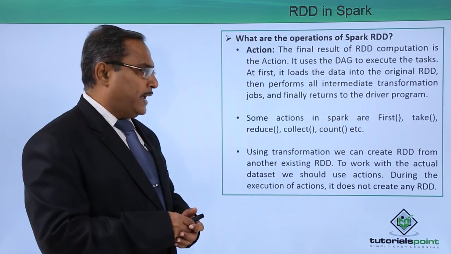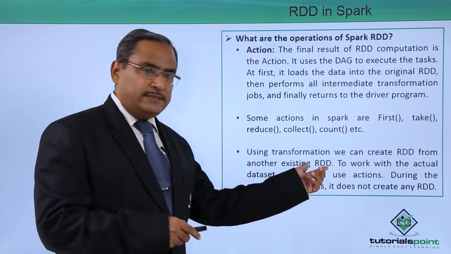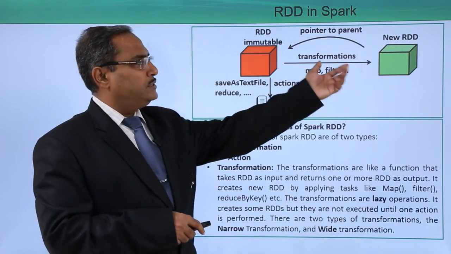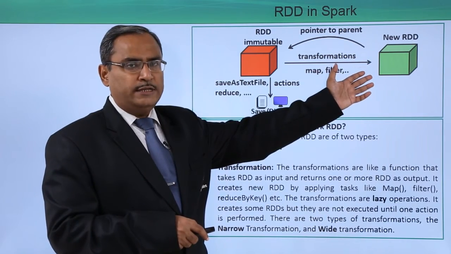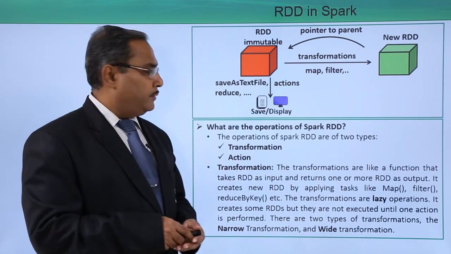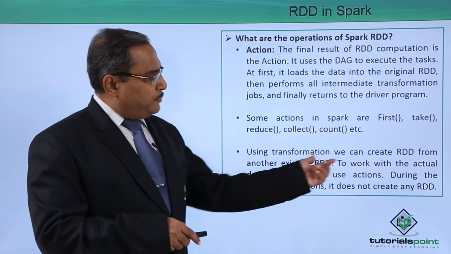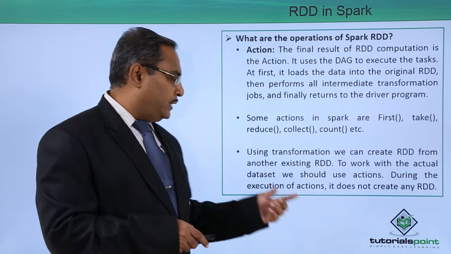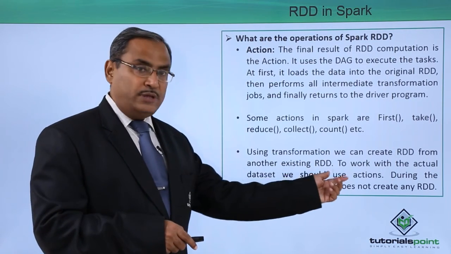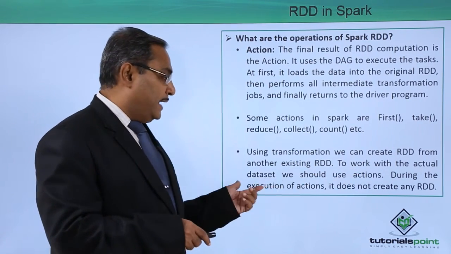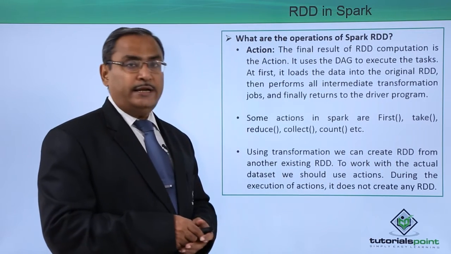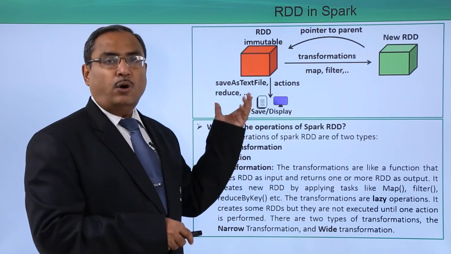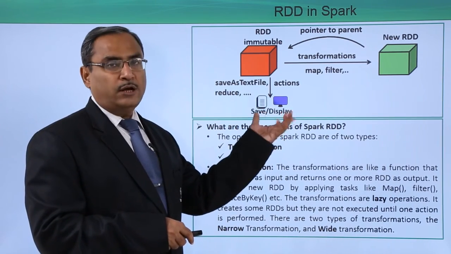Using transformations, we can create an RDD from another existing RDD. In the previous diagram also we showed that using transformations, one or multiple new RDDs will be created from the parent one. To work with the actual dataset, we should use the actions, and during the execution of actions, it does not create any new RDD. Its outcome can be saved to certain files or displayed on the console.